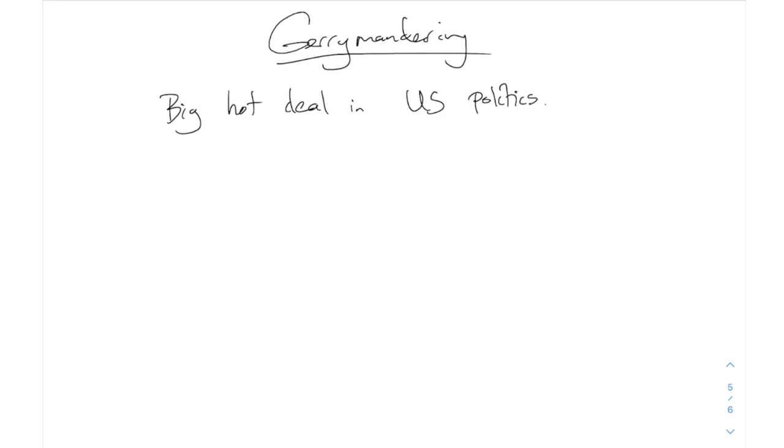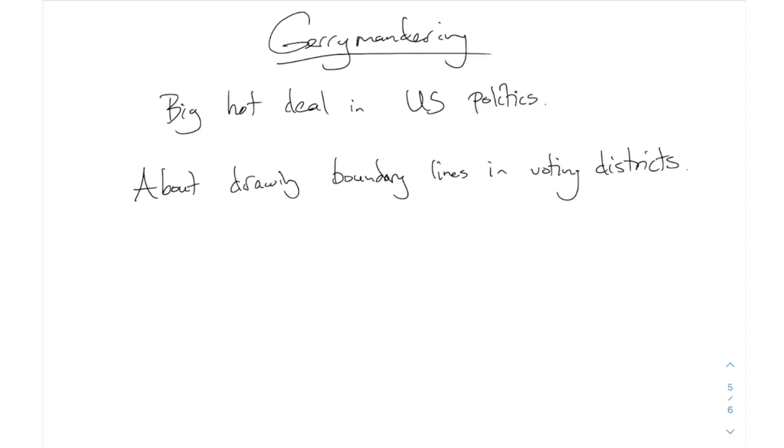Anyway, it's about drawing boundary lines on voting districts. And I have a handout here. Actually, I don't know if we're going to get to the handout just yet. It's about drawing boundary lines in voting districts. All right. And this sounds like a totally obscure thing. And you could be forgiven for thinking that this is not really very interesting at all. It turns out it is extremely interesting and extremely important in the way our politics works.